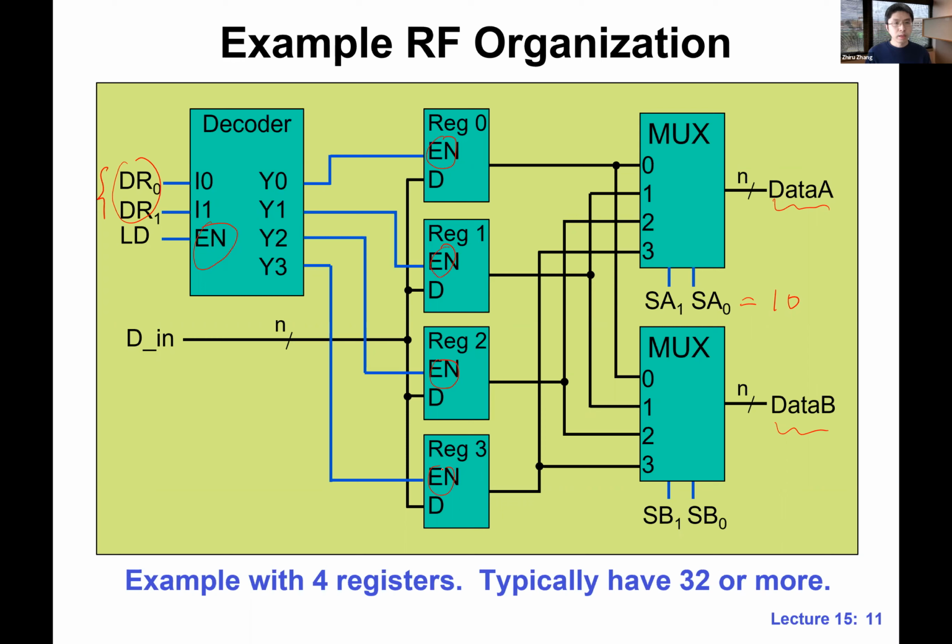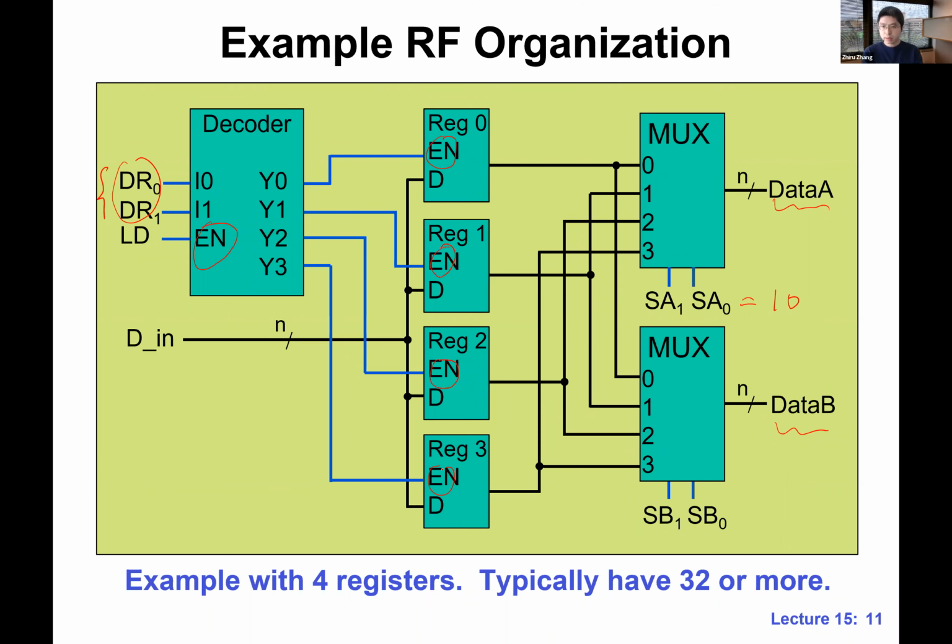If enable is 0 for the register, we don't write to the register. The register is disabled. We don't take new D.